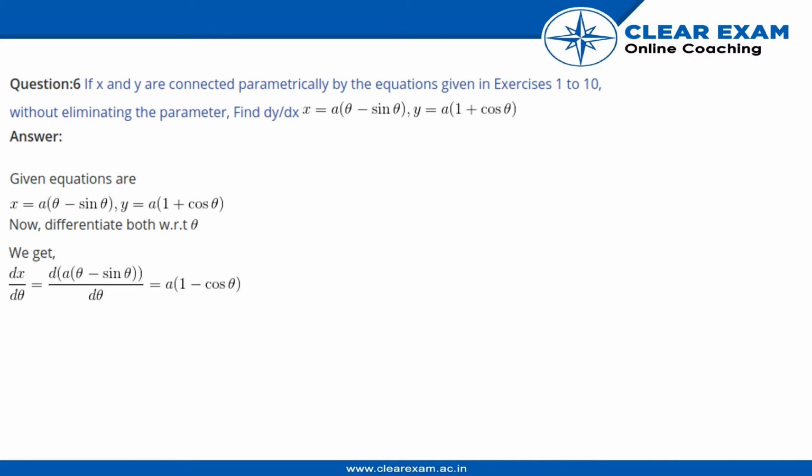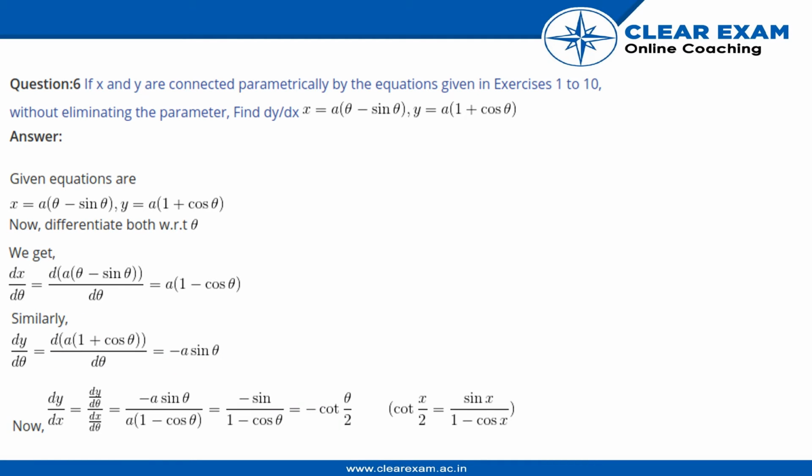Differentiate with respect to theta on both the sides. We get dx by d theta equals d by d theta of a into theta minus sine theta. A is constant, so a into d by d theta of theta minus sine theta is a into 1 minus cos theta. Similarly, dy by d theta is minus a sine theta.